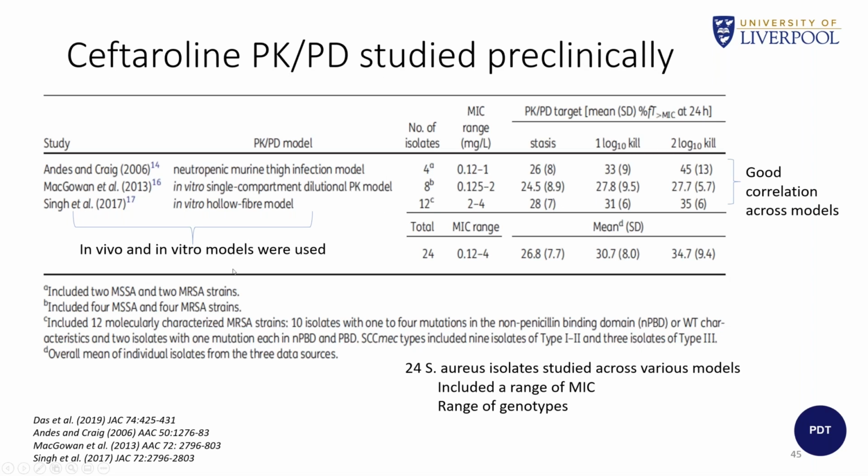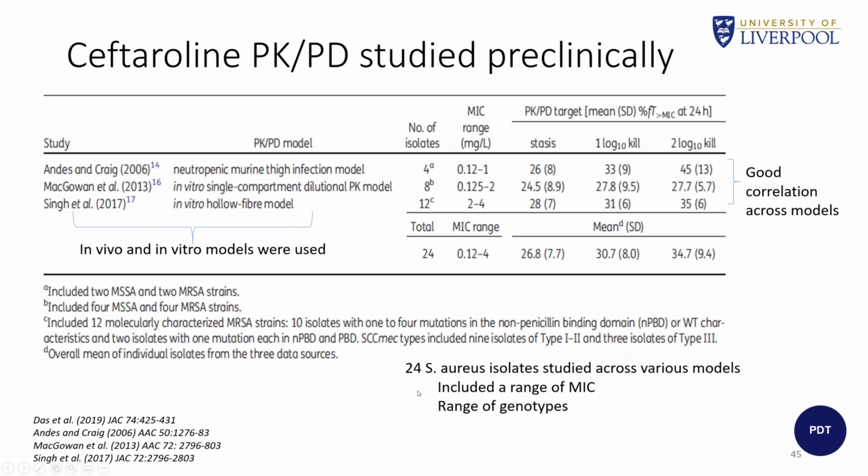So, to understand the PK/PD against staph, it was studied across a few different models. There was the neutropenic murine thigh infection model. It was also studied in an in vitro single compartment model and the in vitro hollow fiber model. So there was a mix of models here. There were a number of isolates tested in each of these models, and from each of these isolates, a target for stasis, 1 log kill and 2 log kill was derived. And actually, there was quite good correlation across the different preclinical models.